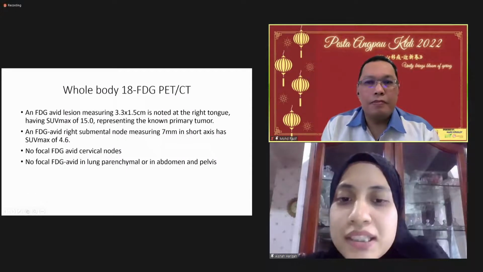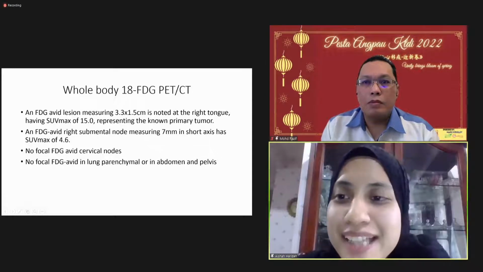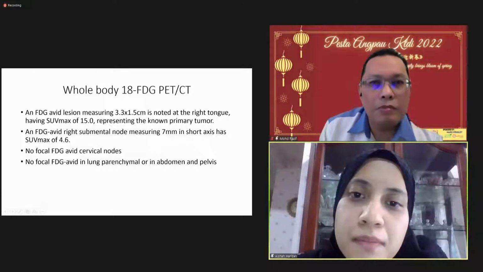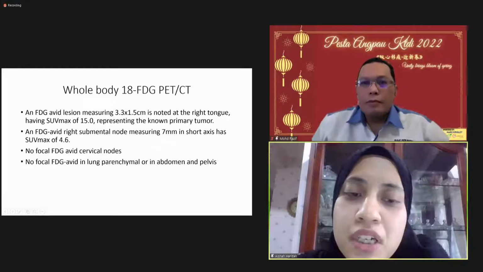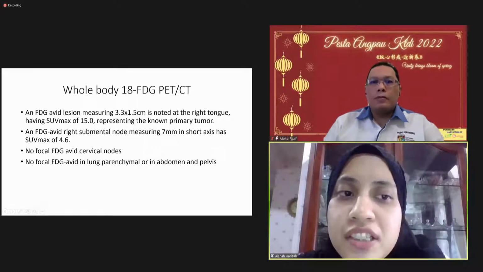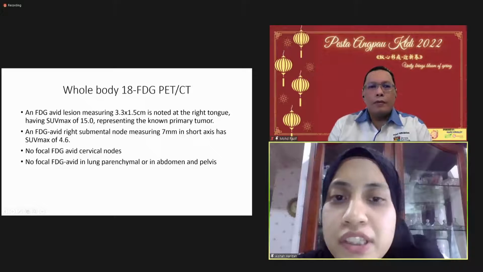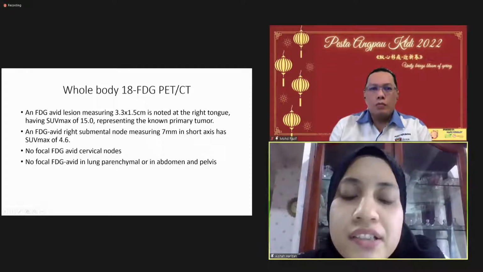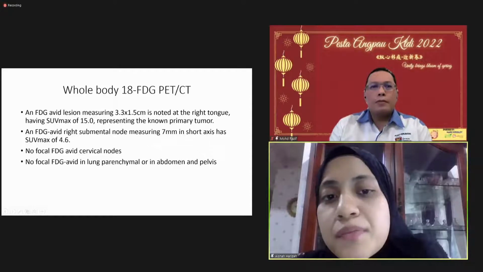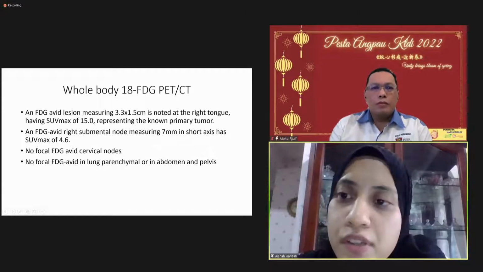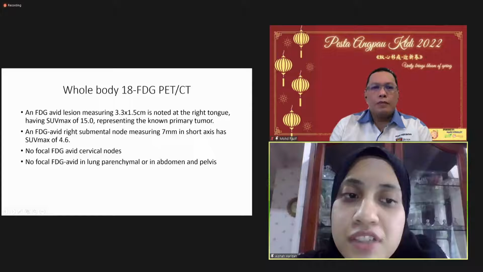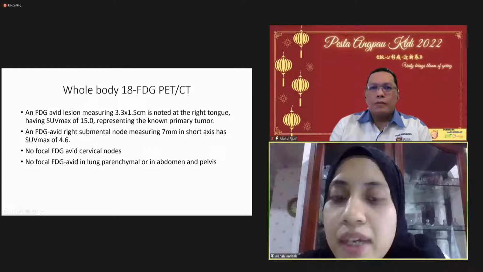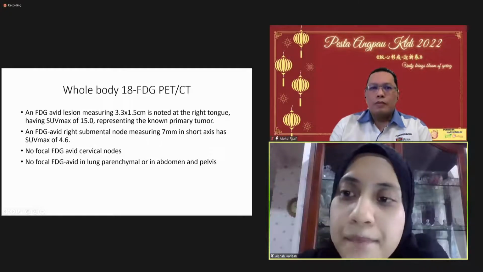So the center also has the luxury of a PET CT scan. The patient underwent a whole body 18 FDG PET CT, apart from the right tongue and also the right submandibular node, which has an FDG avid lesion. On the right tongue, the SUV max is about 15, which represents the known primary tumor, and there is an FDG avid right submental node measuring about 7 mm with SUV max of 4.6. Otherwise, there are no other focal FDG avid cervical nodes or in lung parenchyma or in abdominal and also pelvic region, which indicates there is no distant mets in this case.